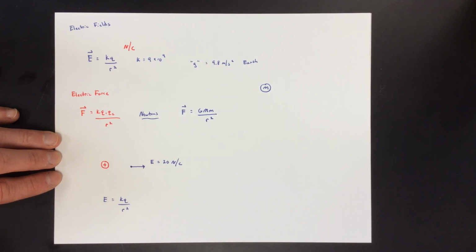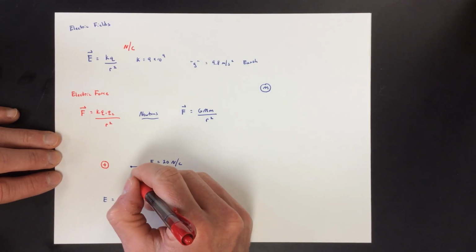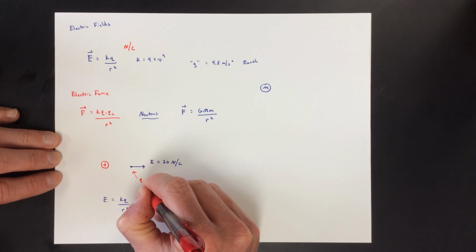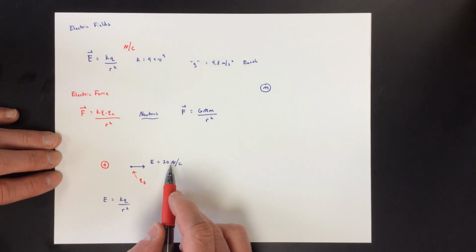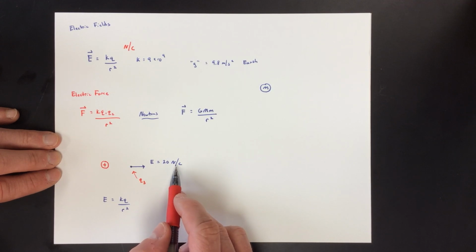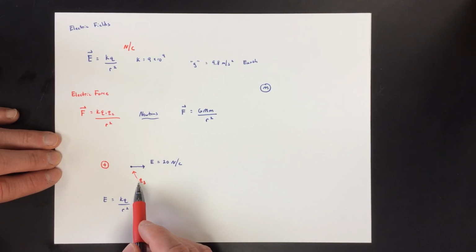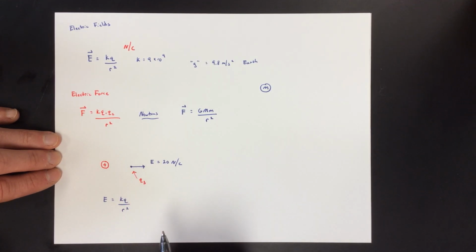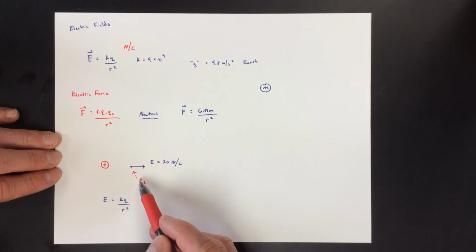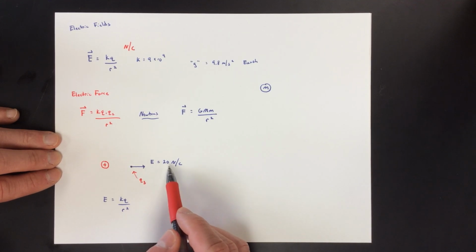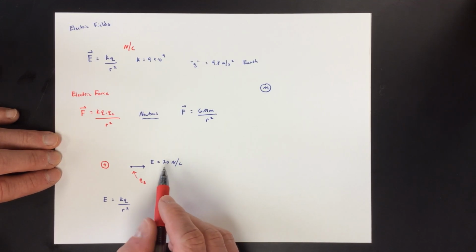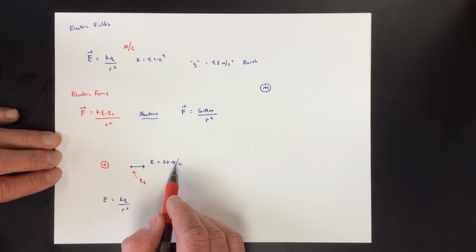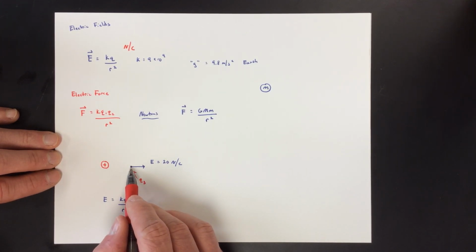So what is that saying? That says that if I put a third charge there, Q3, it will experience 20 newtons of force per coulomb of charge. So if this was 3 coulombs, then it would experience 60 newtons of force to the right. If it was 5 coulombs, then it would experience 100 newtons of force. So the electric field is telling you what would happen, how many newtons per coulomb at that space.